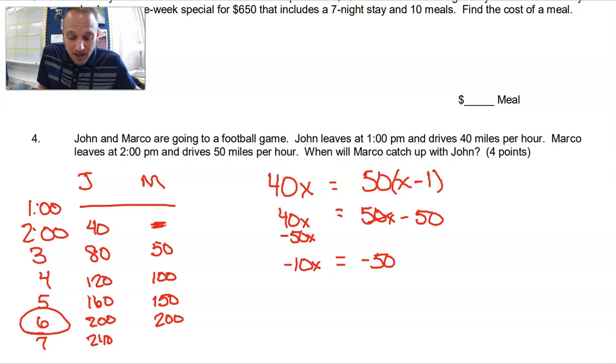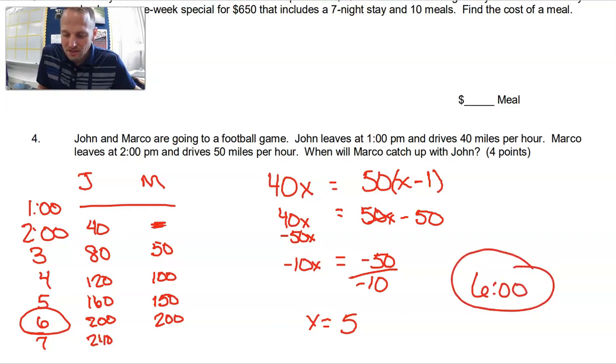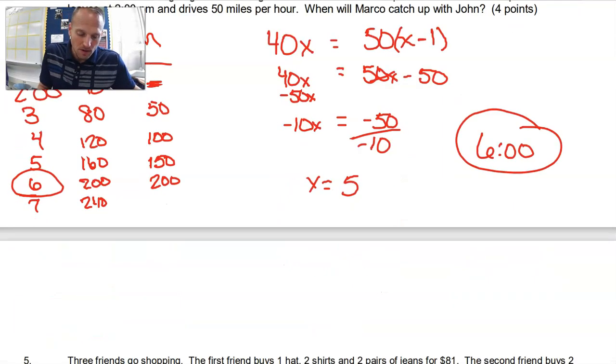Back down to the negative 10x equals negative 50, divide by negative 10, and we're going to get x equals 5. So they're going to do it 5 hours after John left, and if John left at 1 o'clock, add 5, and they're going to catch up to each other at 6 o'clock, which is what we found before.